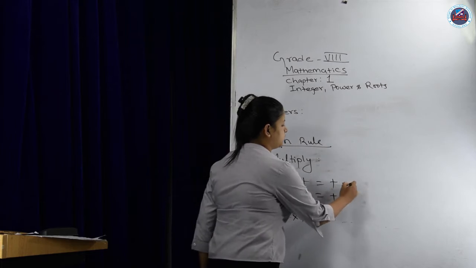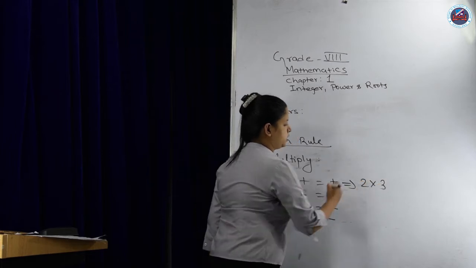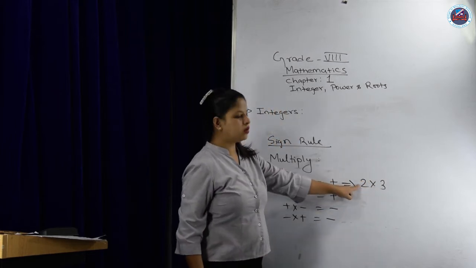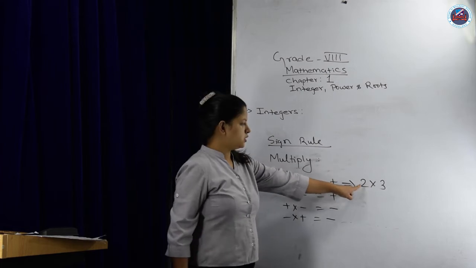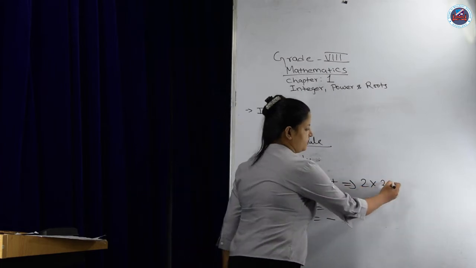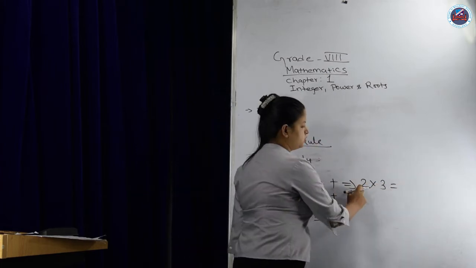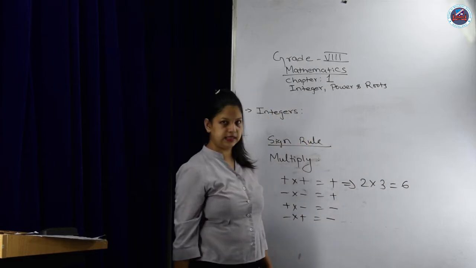Now, how will we work it out? If there is 2 into 3, no sign means it is always positive. Plus is always there. So plus into plus will give you a positive sign. No need to write it though. 2 into 3 is 6.